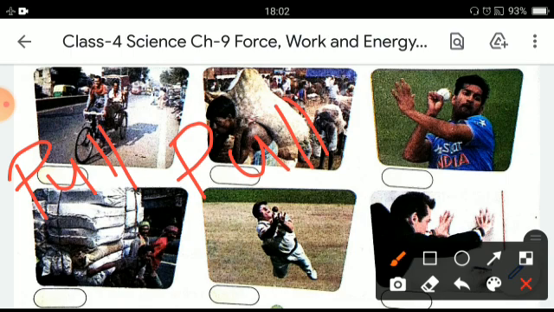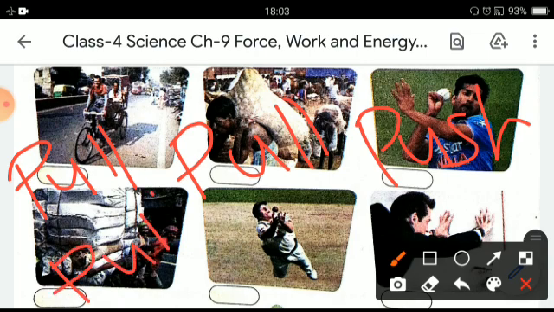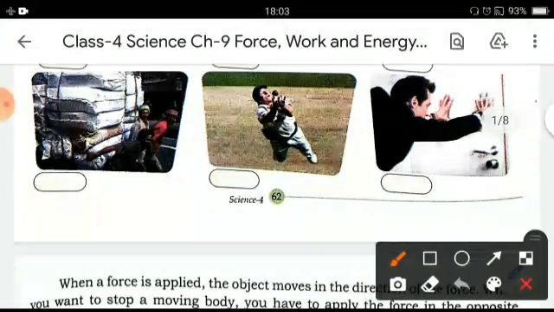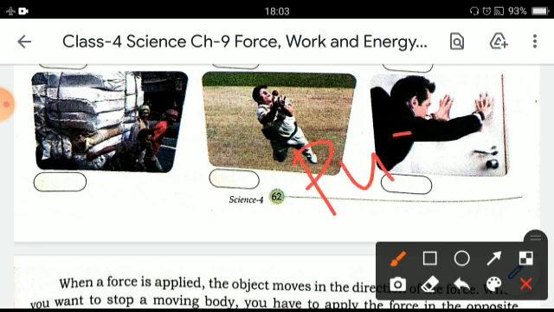Man throwing a ball is an action of pushing. It's push. Again, pull. Catching a ball is pull, and applying force on a door is an action of pushing. So it is push.